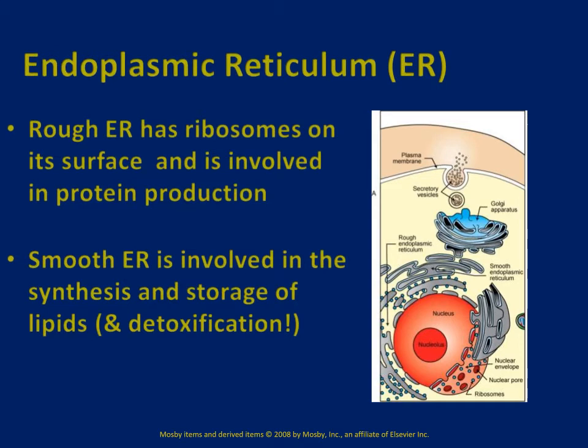Now, there are two different types of endoplasmic reticulum, or ER. Rough ER contains ribosomes, and so its primary function is the manufacture of proteins that are going to be used or exported outside of the cell. On the other hand, smooth ER does not have ribosomes. Instead, its job is to manufacture lipids and also act in detoxification and metabolism of drugs.